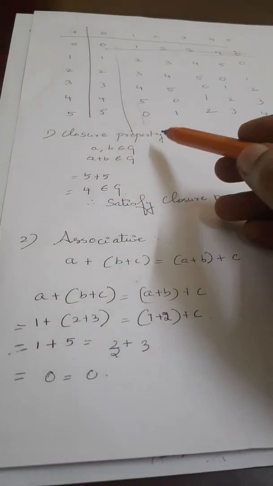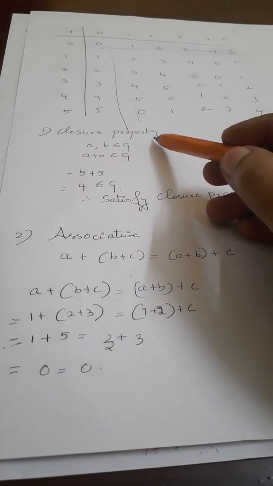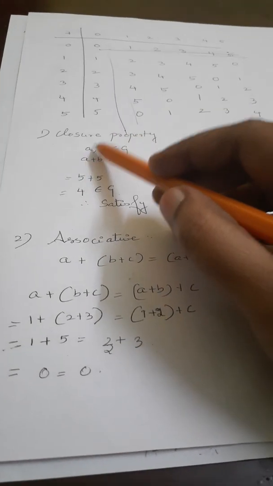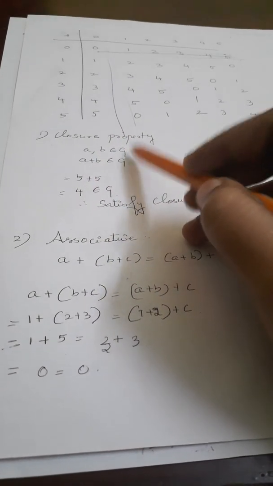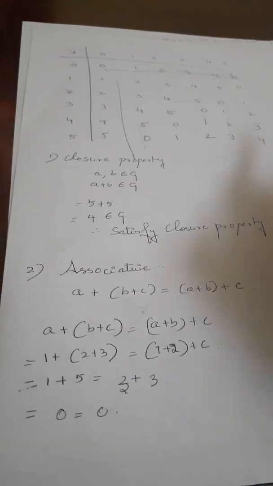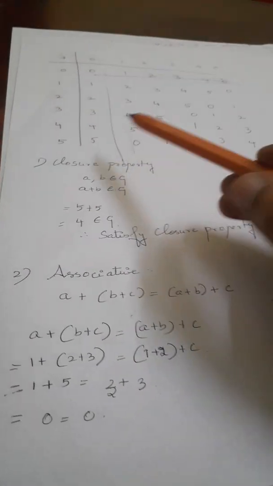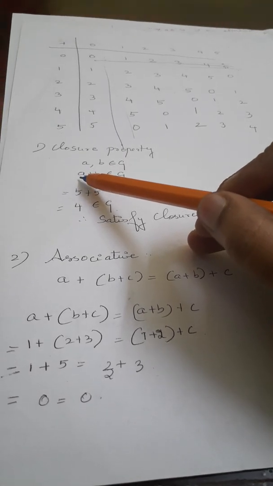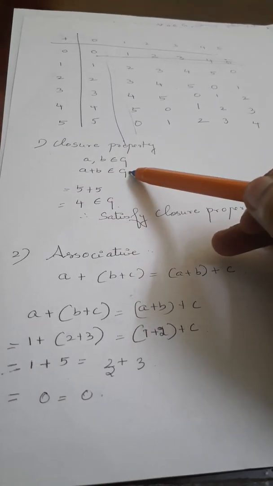What is the first property? It's the closure property. What is the closure property? A, B belongs to G. Here every a plus b belongs to my group only. I constructed it like that. Next, I'm going to do the binary operation: a plus b belongs to G.